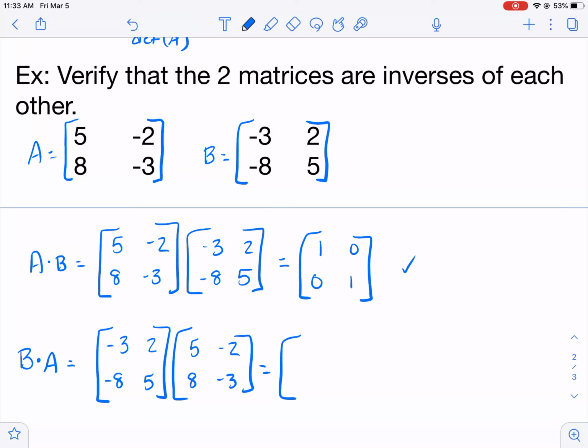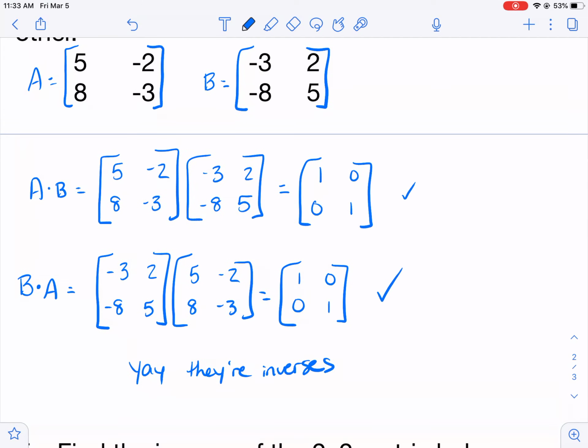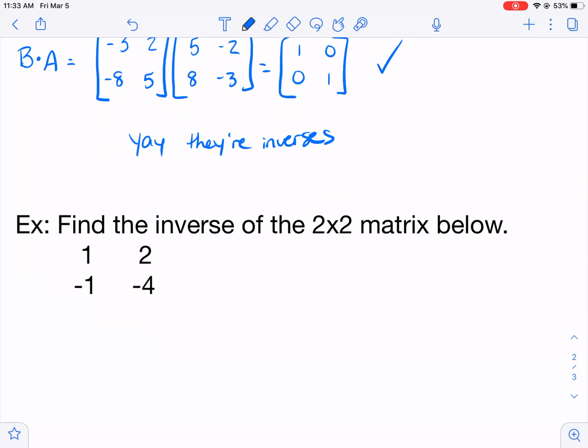Okay, same thing. Negative 3 times 5 is negative 15, plus 16 is 1. That would be 6 minus 6 is 0. And negative 40 plus 40 is 0. And 16 minus 15 is 1. So, yay, they're inverses. I know the book has you verify. I want to say they have some that won't verify. So, yeah, just keep that in the back of your mind.